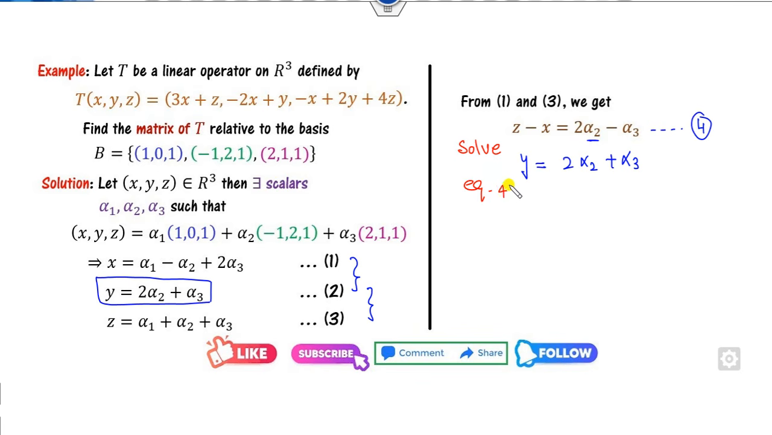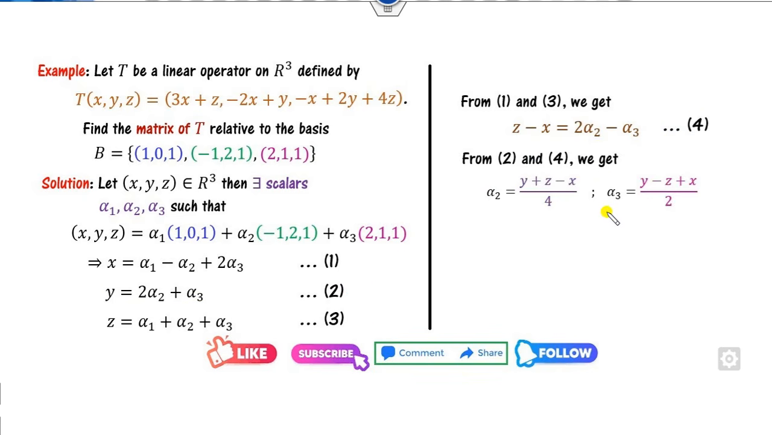Now you can solve equation number 4 and equation number 2. How can you solve them? If you add them, you will get alpha 2, that is a 4, and if you subtract them, you will get the value of alpha 3. Substitute the value of alpha 2 and alpha 3 in either the third or the first, and you will get the value of alpha.